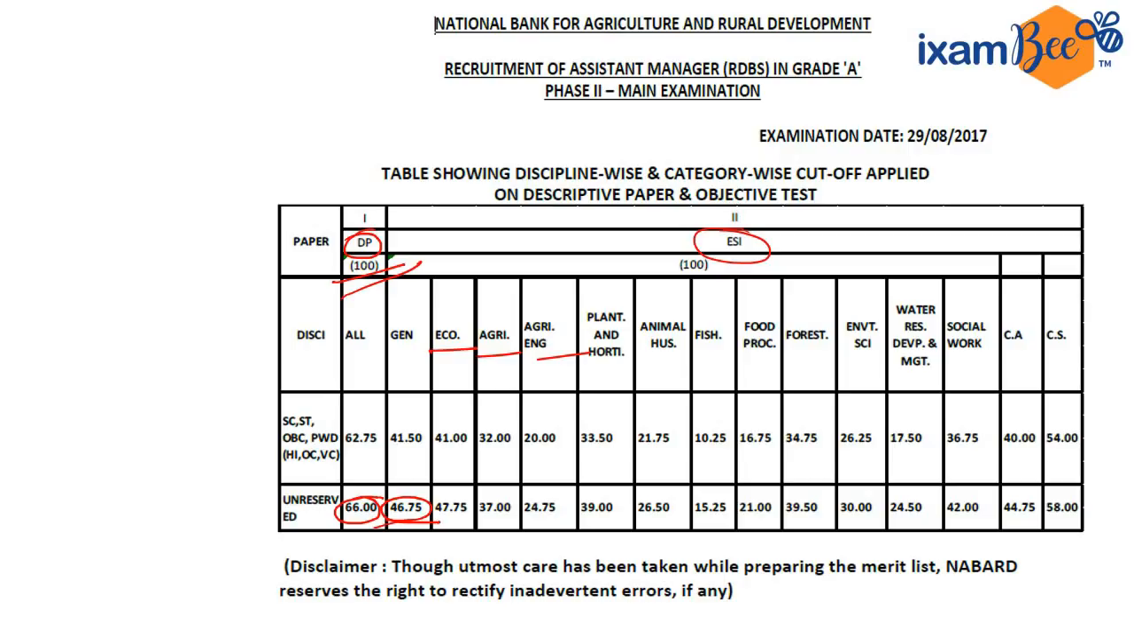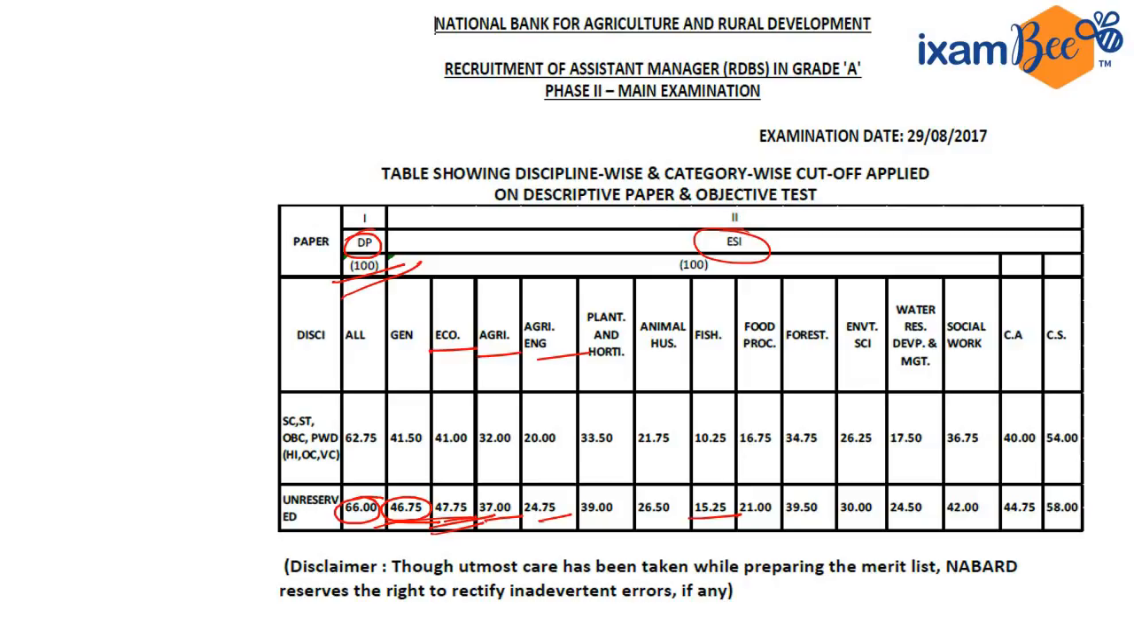66 marks in the descriptive paper of English writing, and in the objective paper it is 47 marks in case of general. Then subject-wise, like economics it is 47.75 and agri it is lesser, agriculture engineering it is further lesser. So here we cannot compare what the cutoff was in fisheries versus economics, because it also depends on the difficulty level of the paper.